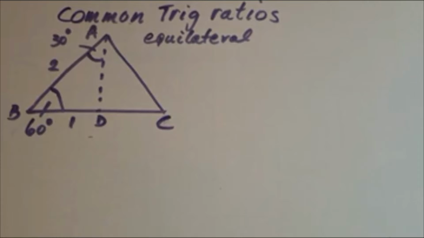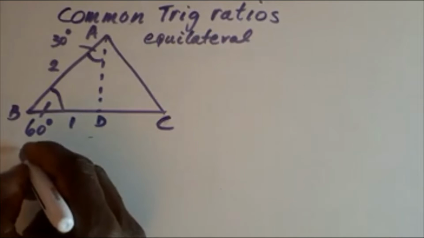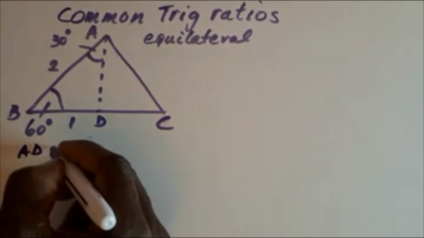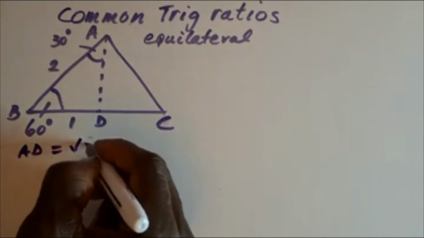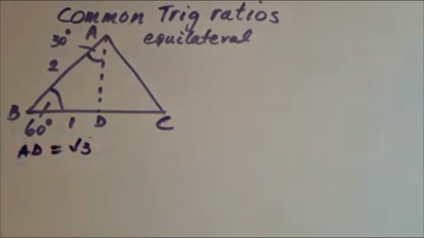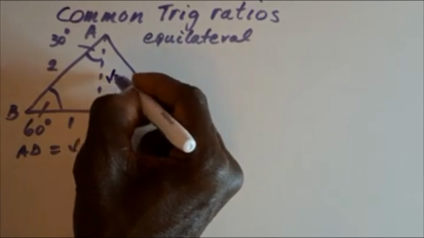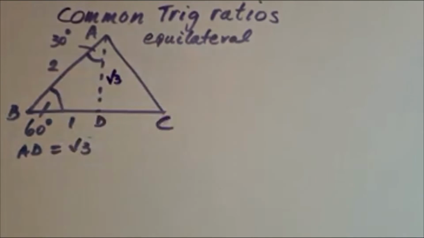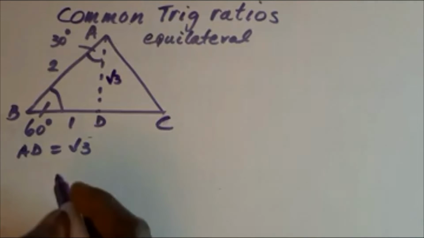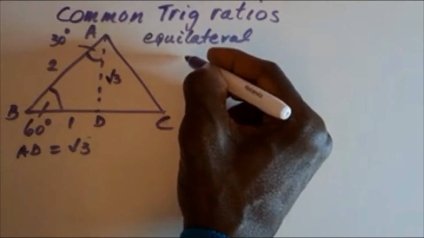So we have AB is 2 units, BD is 1 unit, and using Pythagoras' theorem we have that AD is equal to root 3. That's just 2 squared minus 1 squared. The square root of that will give us AD. So we have this as root 3. Now we could go ahead and work out our trig ratios.